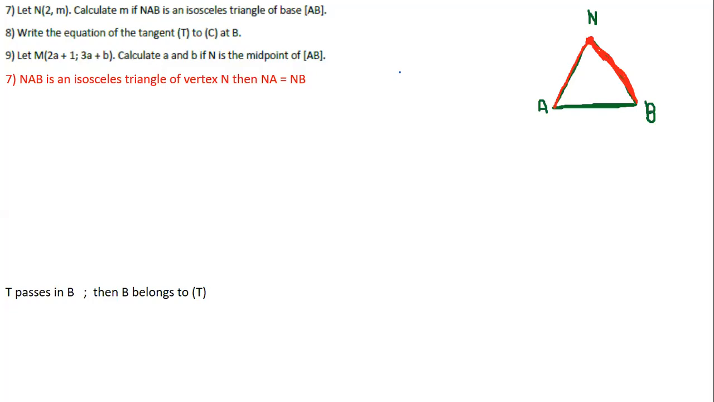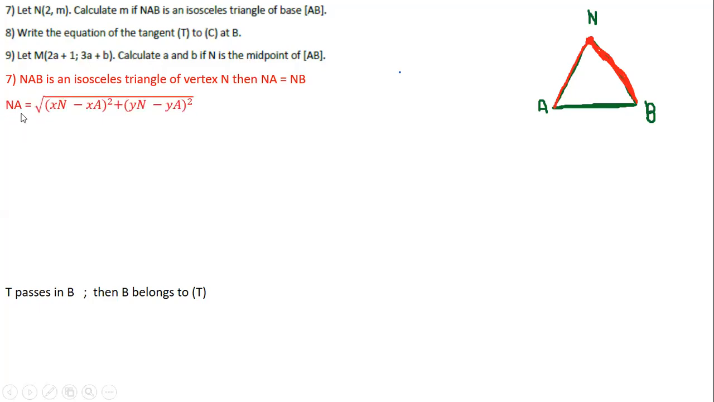What is NA equal to? Someone tell me the rule. Radical, then parentheses: radical of (xN minus xA) all squared plus (yN minus yA) all squared. Isn't this the rule to calculate NA?